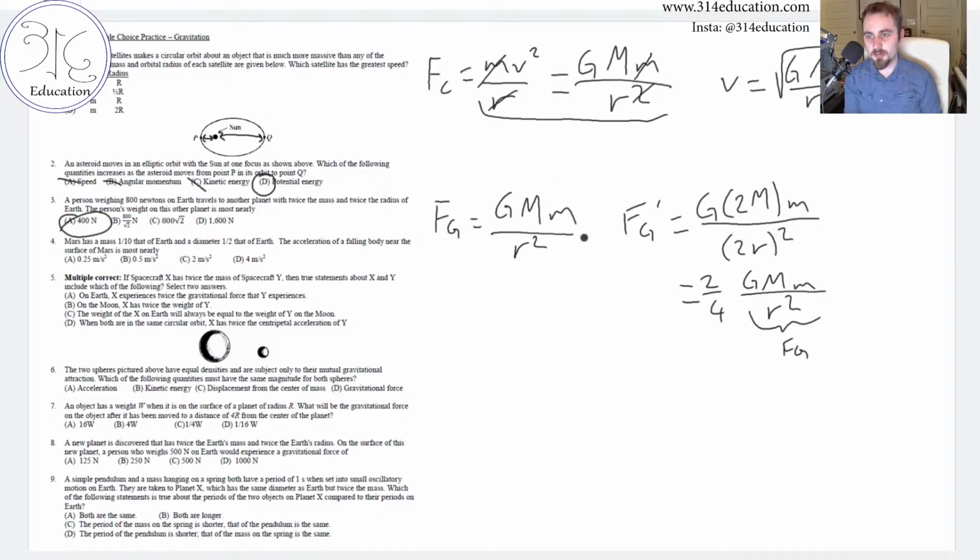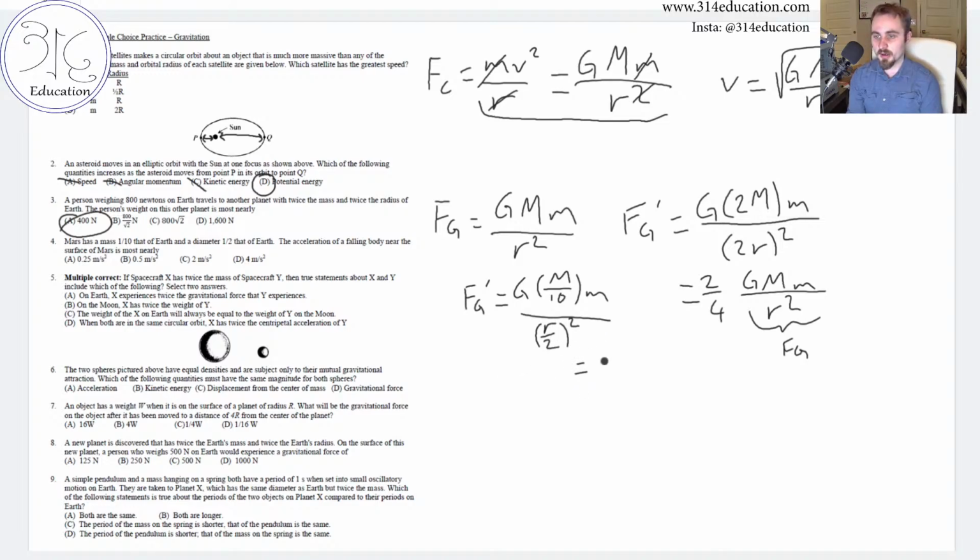We have the same GMm over r squared to start with, but now we'll look for a new F prime that will be for 1/10 of the mass and half the radius. Because the diameter is halved, the radius is half, because diameter is just 2 times the radius. So this will then be (r over 2) squared, and we're squaring that.